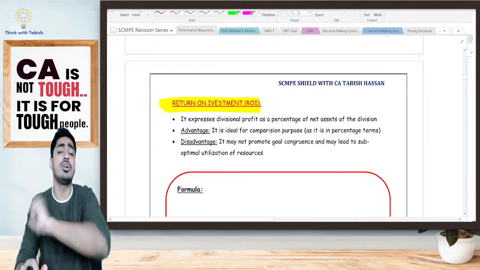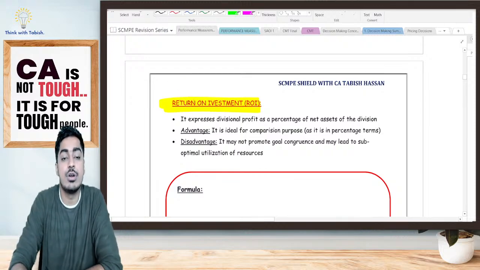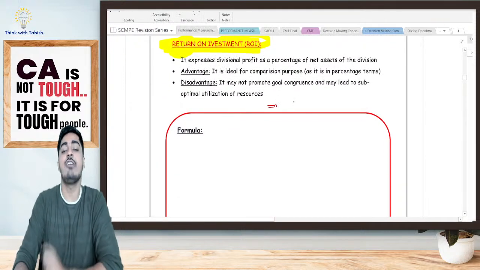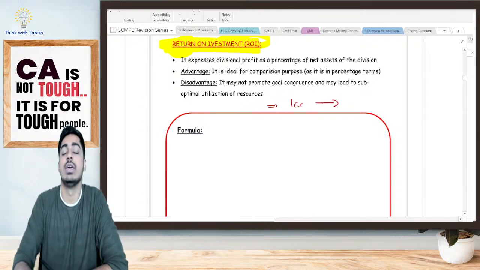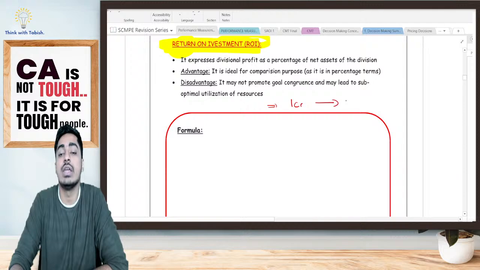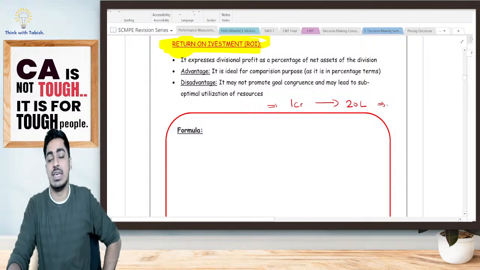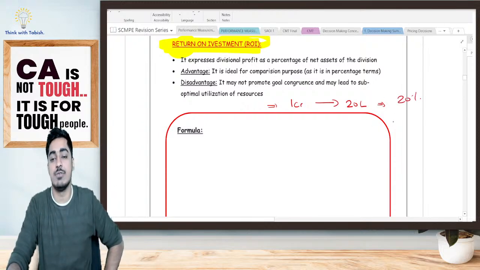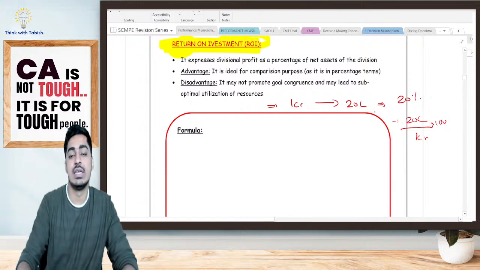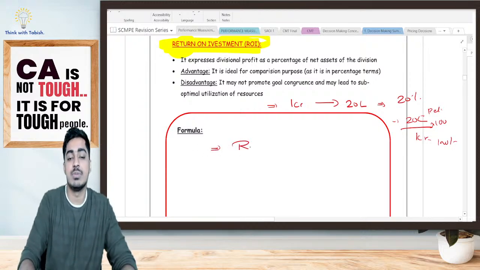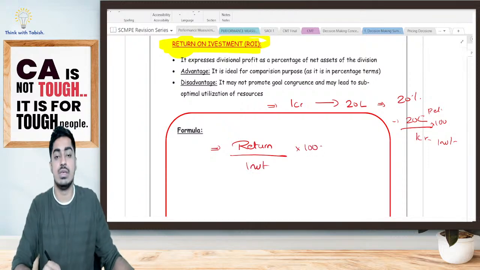Very simple thing, students. What is return on investment telling? How much return I have got on the investment that I have put. As simple as that. Say for example, I have put 1 crore investment into our Uganda operations. In that, I have got a return of, say, 20 lakh rupees. What is my return on investment, students? My return on investment is 20%. How did I get that? It is 20 lakh divided by 1 crore into 100. This 20 lakh is my return. This 1 crore is my investment. So return on investment is nothing but return divided by investment into 100.